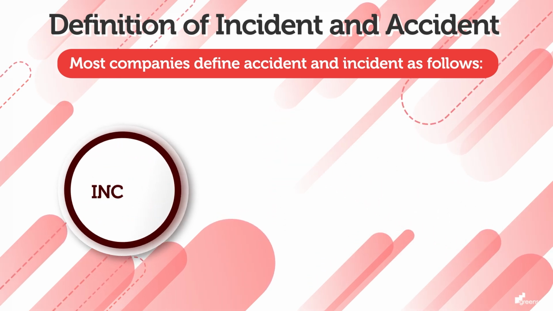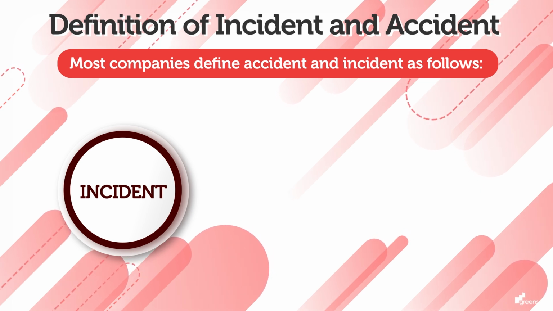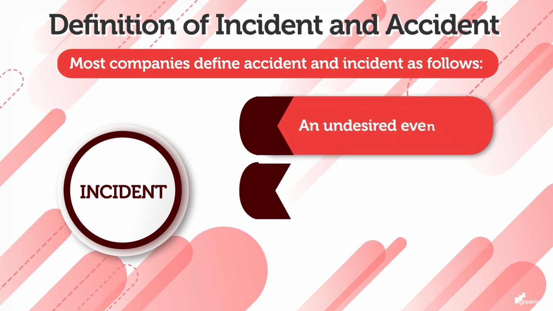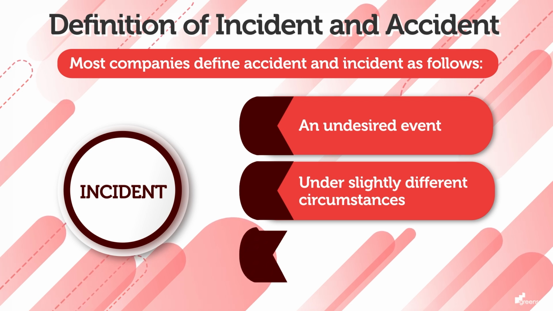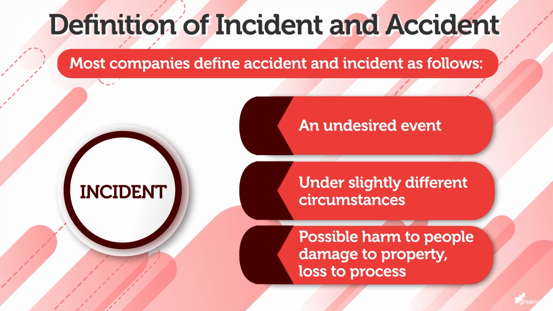You might be thinking, isn't that quite the same as incident? Wrong. An incident or a near miss is also an undesired event, but it occurs under slightly different circumstances. In addition, it could have possibly resulted in harm to people, damage to property, or loss to process. These definitions are similar, but have nuanced differences to them.